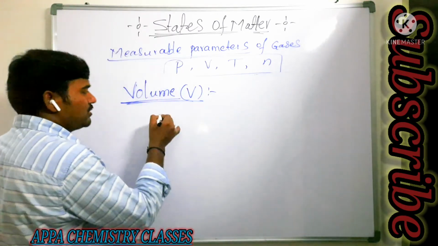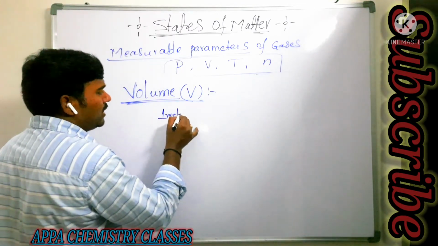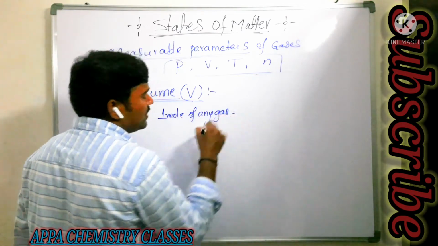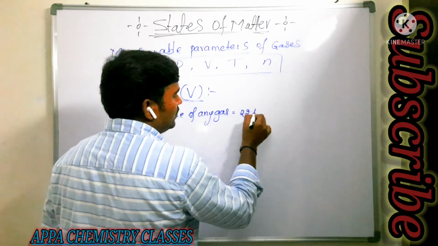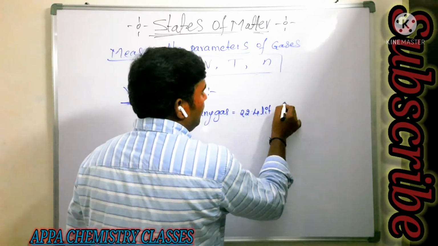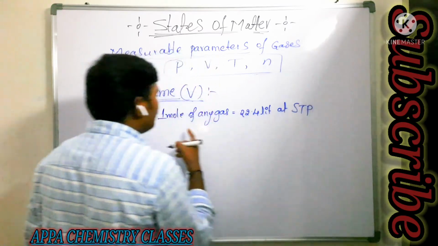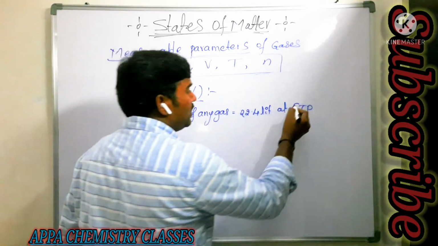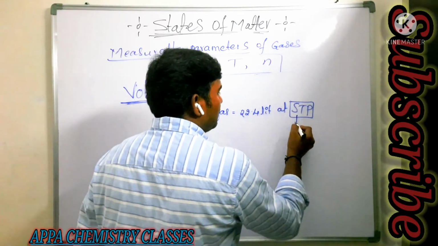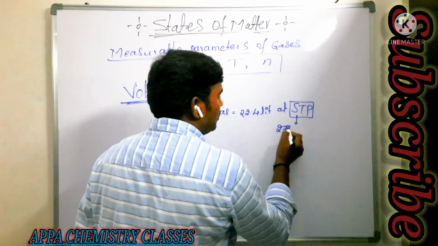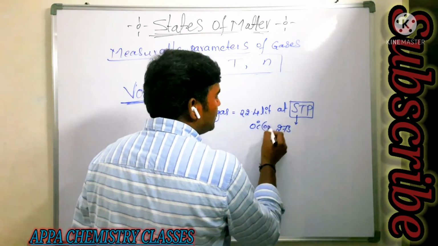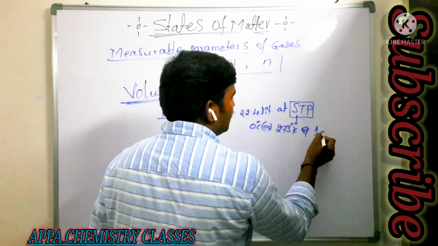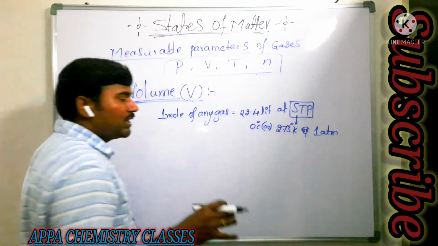Generally, every 1 mole of any gas occupies how much volume? 22.4 liter at STP condition. That is standard temperature and pressure. Standard temperature is taken as 0 degree Celsius, or 273 Kelvin, and 1 atmosphere pressure is taken as the standard condition.